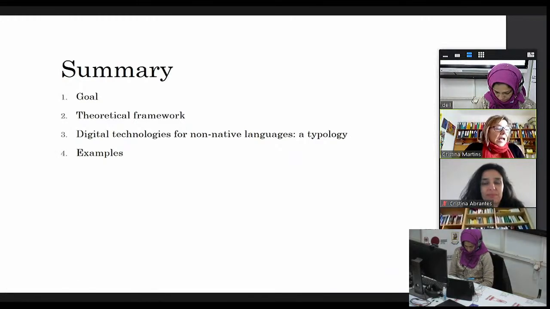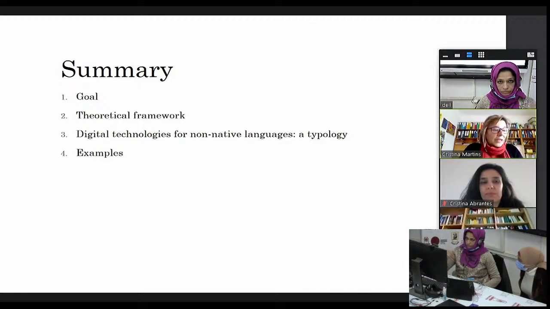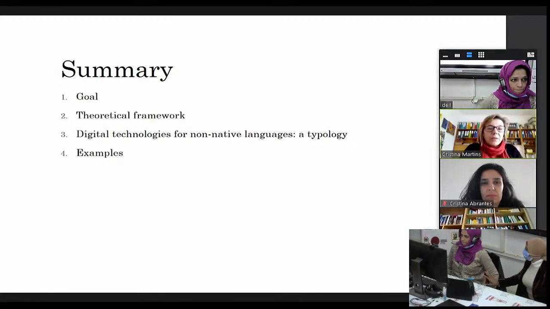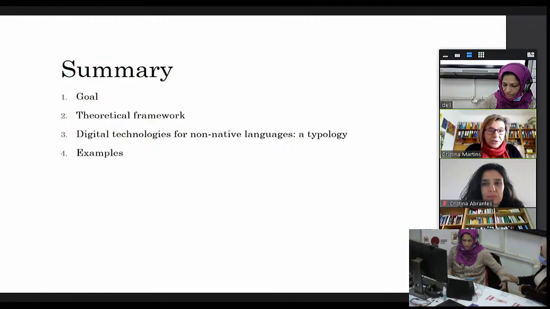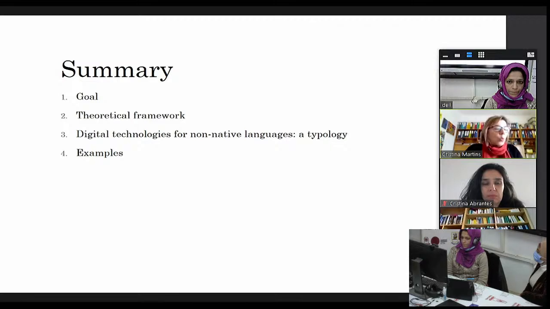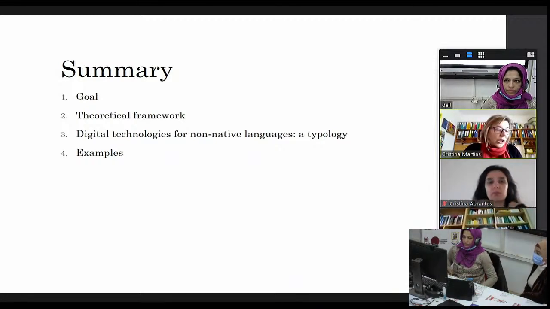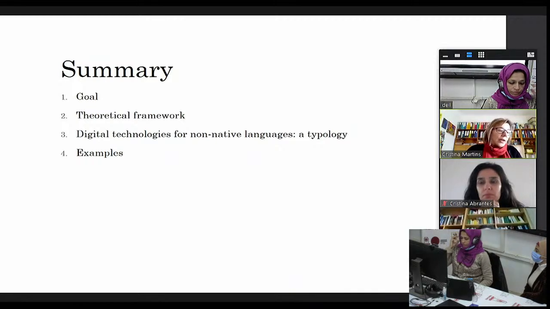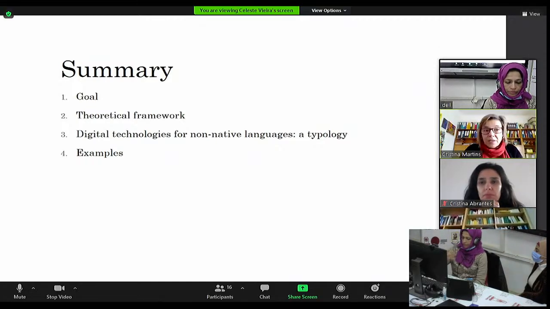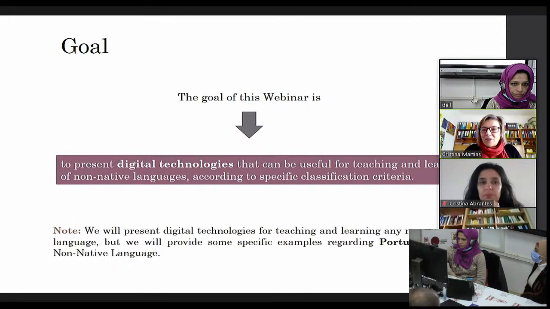Celeste will be presenting our goal for today, and we'll refer briefly to the framework reference documents that we have considered in building a typology of digital resources for non-native languages. We will then present 6 examples of digital technologies that fall into different categories of our typology and that can be productively used for teaching and learning non-native languages, with a special emphasis on Portuguese. So Celeste will take on from here.